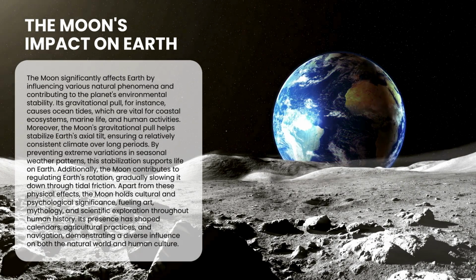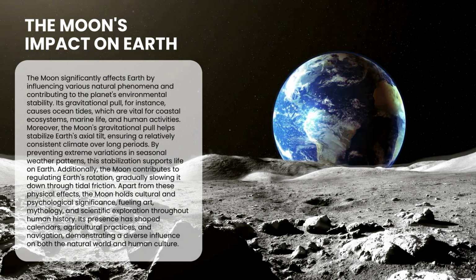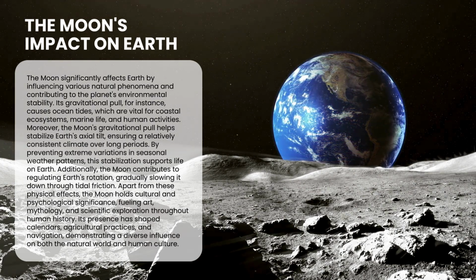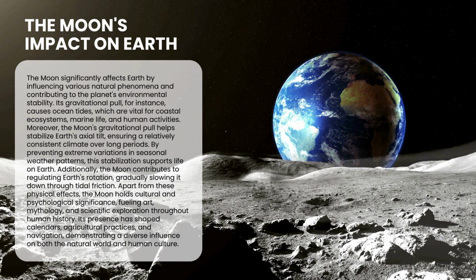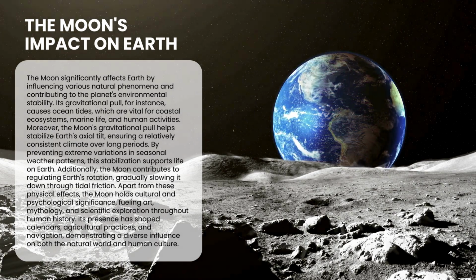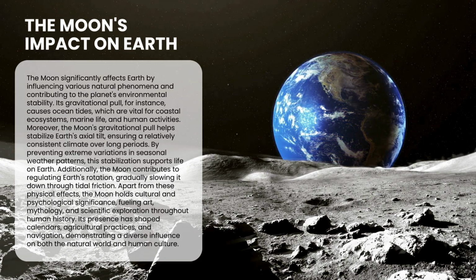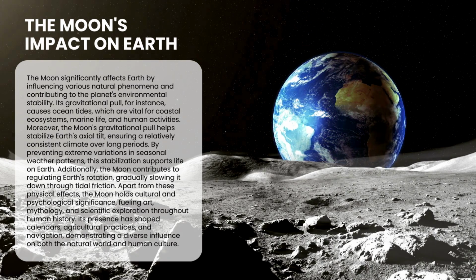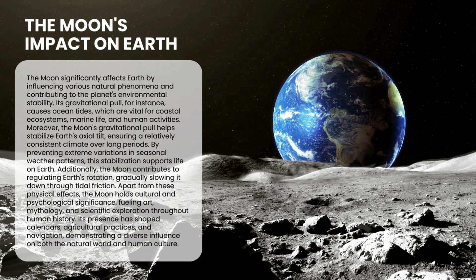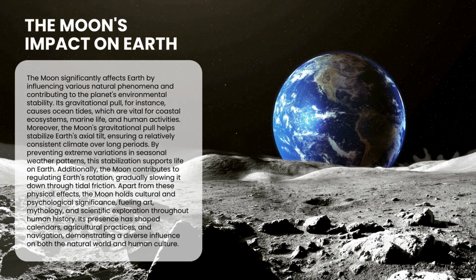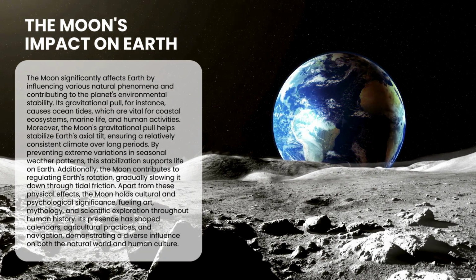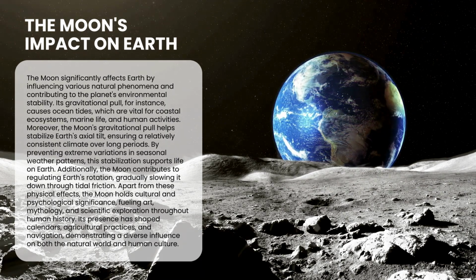The Moon significantly affects Earth by influencing various natural phenomena and contributing to the planet's environmental stability. Its gravitational pull, for instance, causes ocean tides, which are vital for coastal ecosystems, marine life, and human activities. Moreover, the Moon's gravitational pull helps stabilize Earth's axial tilt, ensuring a relatively consistent climate over long periods. By preventing extreme variations in seasonal weather patterns, this stabilization supports life on Earth.